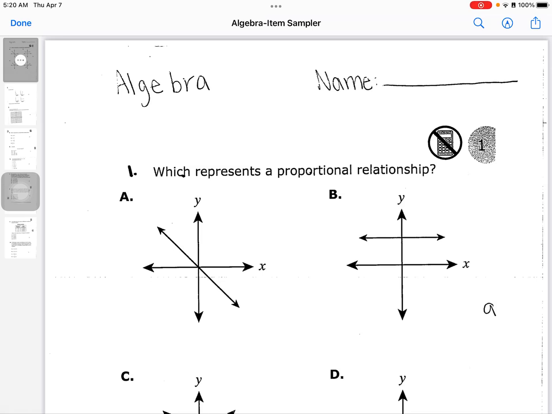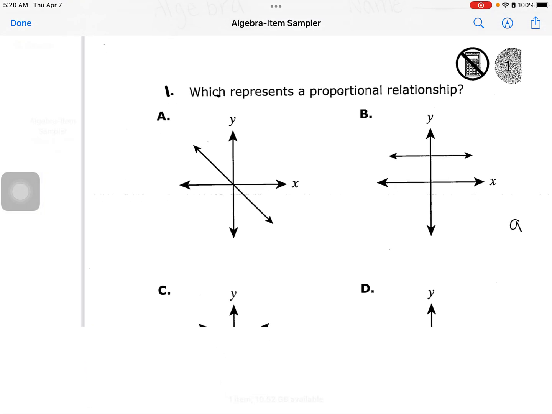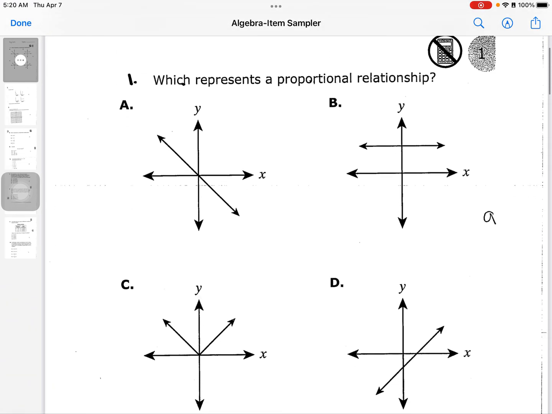All right, 7th graders, we're going to work our way through the algebra packet here. And as we go along, I'm going to have you answer some questions along the way. As we look at number 1, it asks which represents a proportional relationship. Remember that a proportional relationship is a linear graph that goes through the origin. So which one of these would represent a proportional relationship?